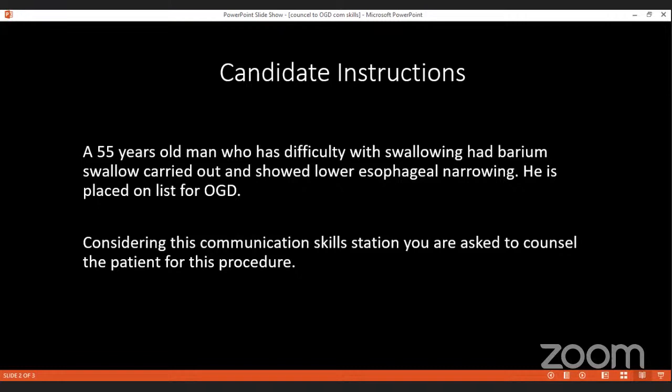Are you getting me? Aren't there any other alternatives? Yeah, the alternative is the imaging investigation you have already undergone. They've already been carried out, and I'm afraid they show a narrowing in your food pipe. So my advice would be that you should undergo this procedure so we can properly manage your problem.